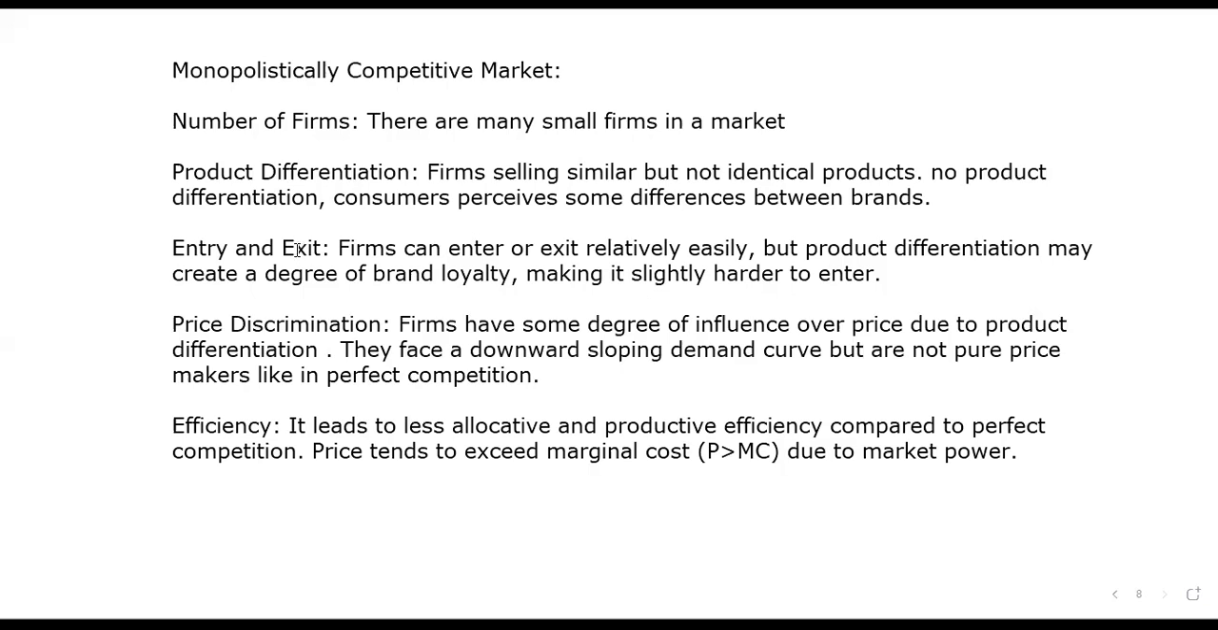Entry and exit is relatively low. Firms have, to some extent, some degree of influence over pricing because of product differentiation. So they face a downward curve, but they are not pure price makers. They have some power because of the packaging. In terms of efficiency, it leads to less allocative and productive efficiency.